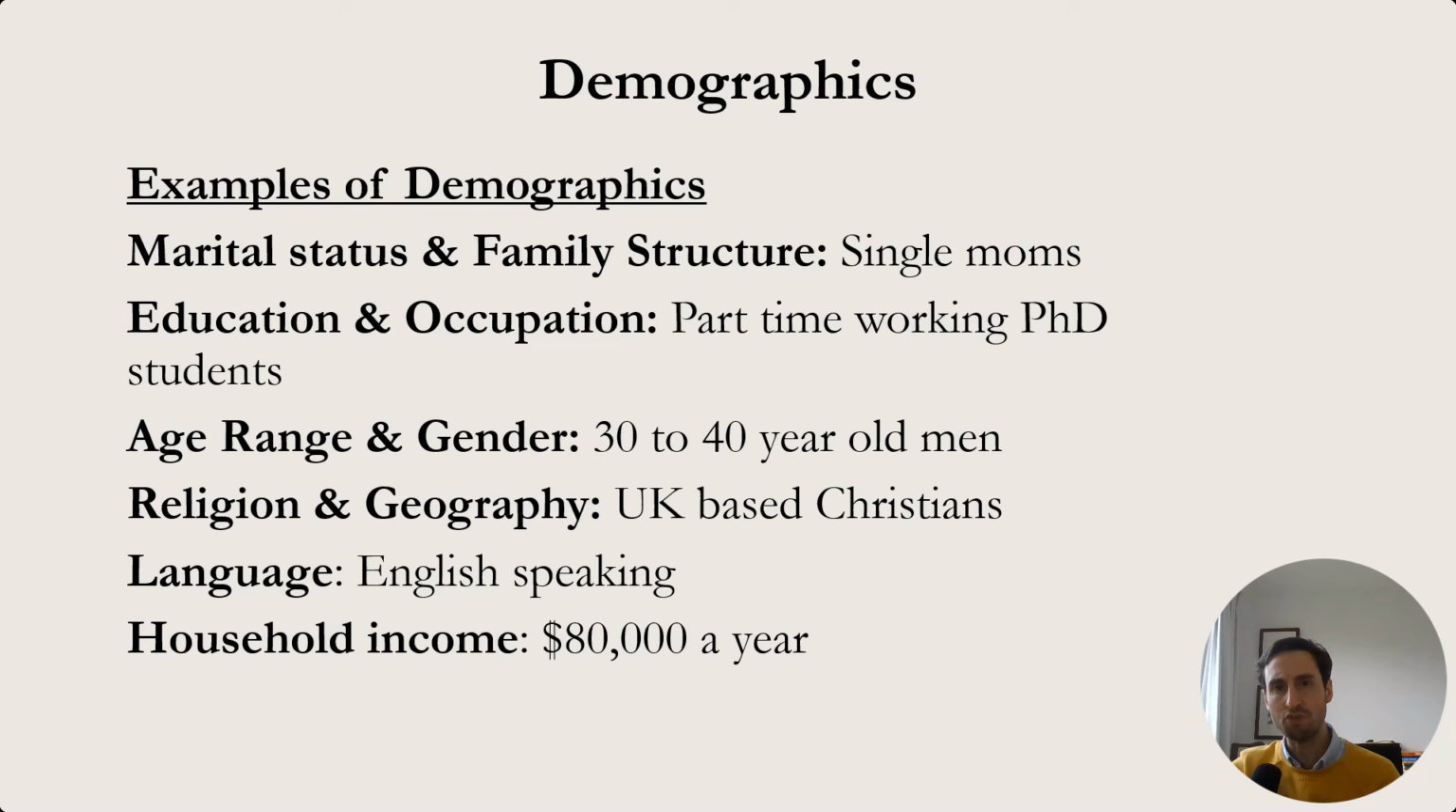To get a better understanding of what demographics are, I will give you some examples with several types of demographics which are combined. The demographics, for example, marital status and family structure could be single moms. Then we have education and occupation. You could target people who are part-time working PhD students. Then we have age range and gender. For example, men that are 30 to 40 years old. Then religion and geography, people who live in the UK and who are Christians. We have language, people who are English speaking, and lastly, household income. For example, people who earn 80,000 a year.